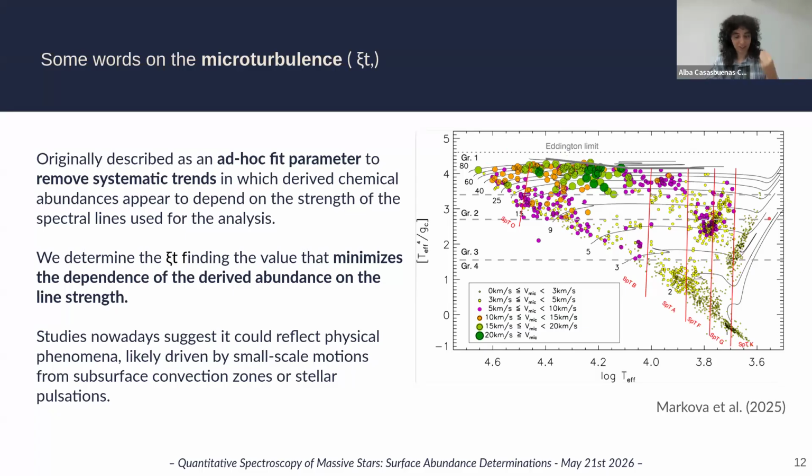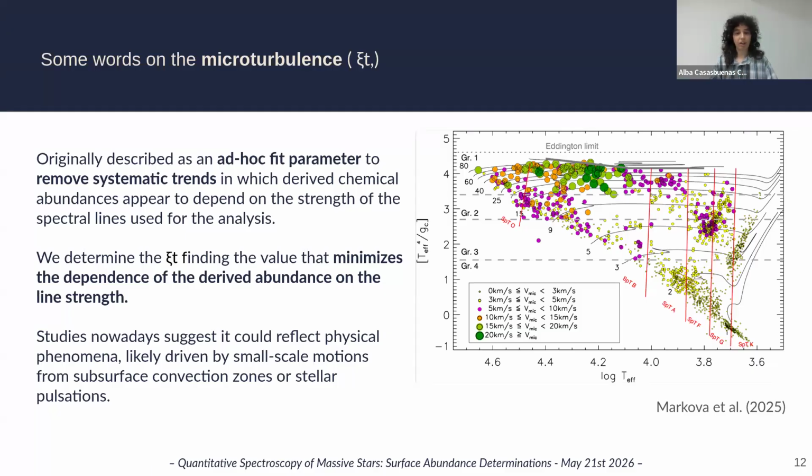So it's very important that when we determine the abundances, in particular in massive stars, we don't ignore this parameter, this microturbulence, and we determine them, both of them, the abundance and the microturbulence, at the same time. Studies nowadays are suggesting that this microturbulence could reflect some physical phenomena. It could be driven by small-scale motions from subsurface convection zones or stellar pulsations.